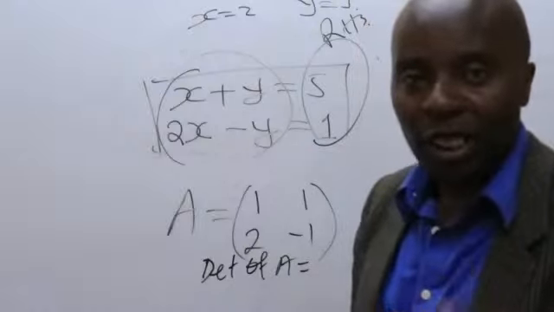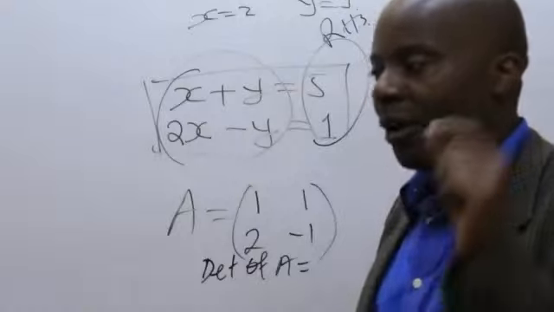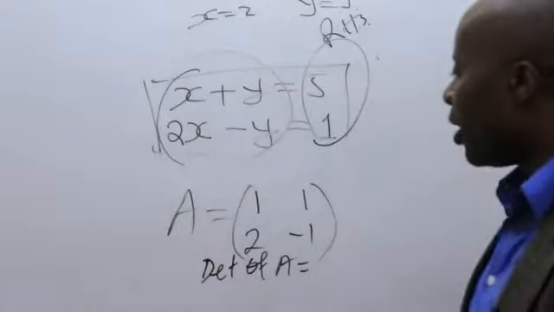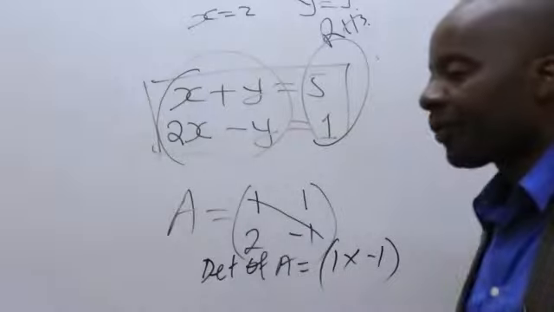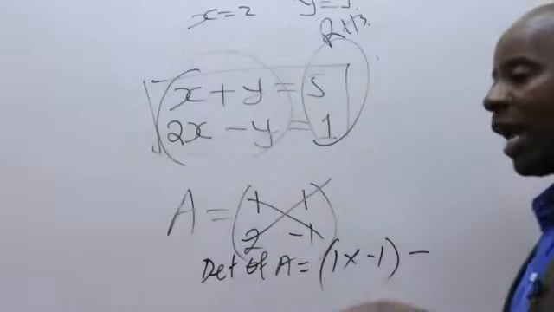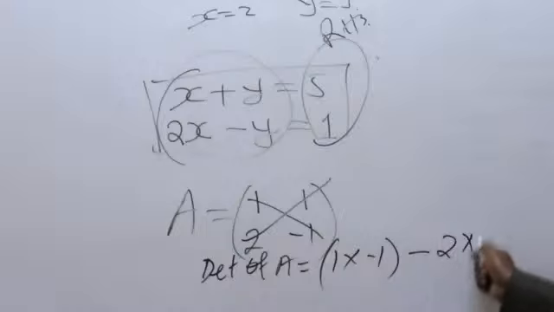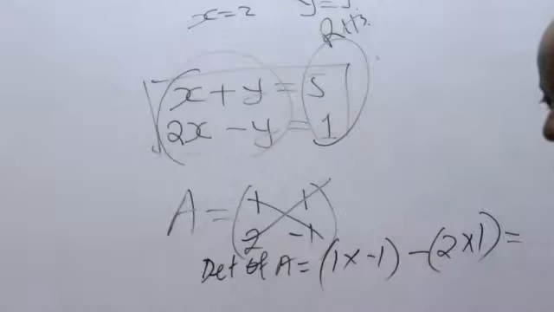It's very easy. To get the determinant here, I need to take the product of the primary diagonal minus the product of the secondary diagonal. So the product of the primary, we have 1 times minus 1, minus the product of the secondary. Product means you're multiplying. So 2 times 1. Please, you can avoid brackets here for the primaries, but for the secondary, you must always put brackets. So could you kindly give me this figure? What is our determinant?